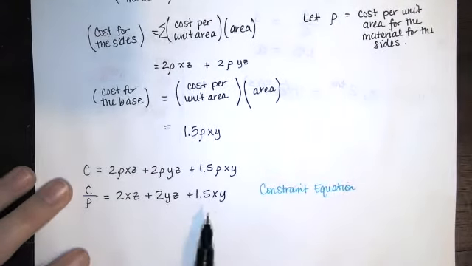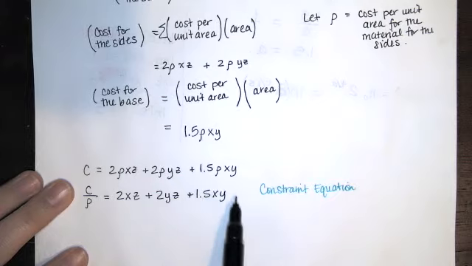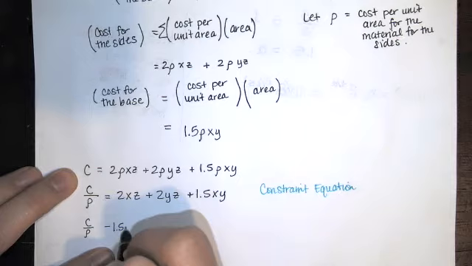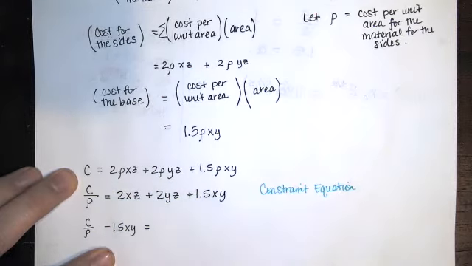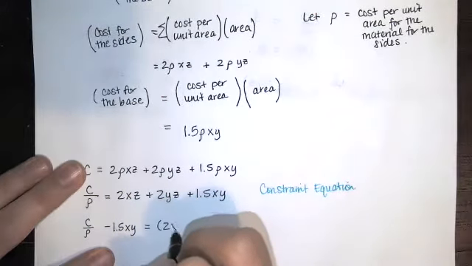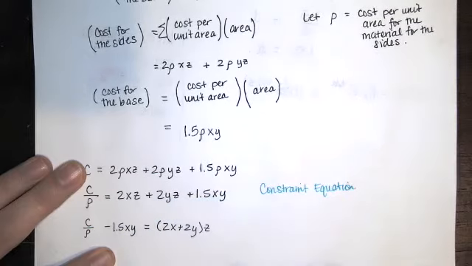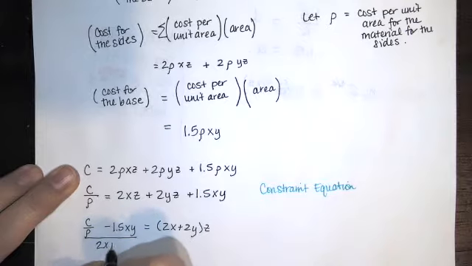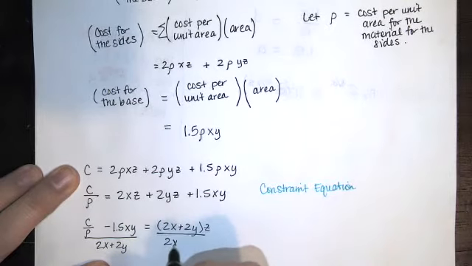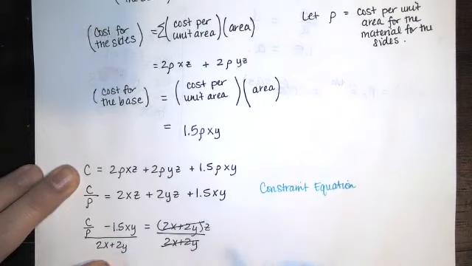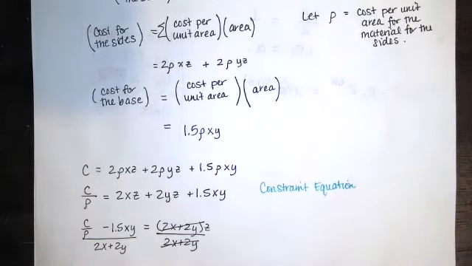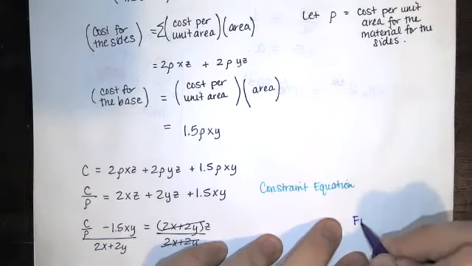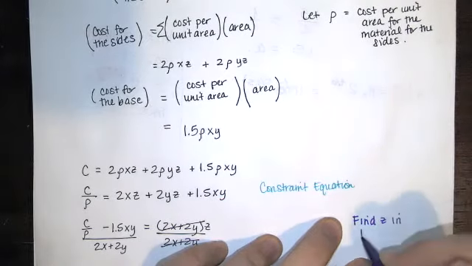So if I'm solving for z in terms of x and y, I need to get rid of this term that does not have a z in it. I'll move that to the other side. So we have C over rho minus 1.5xy is equal to this expression involving z. I will factor out the z. So I've got 2x plus 2y times z there. And then I'm getting z by itself, so we will divide both sides by 2x plus 2y. So we found the total cost, that was our constraint. And then we find z in terms of x and y.